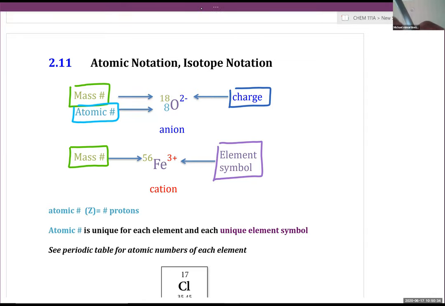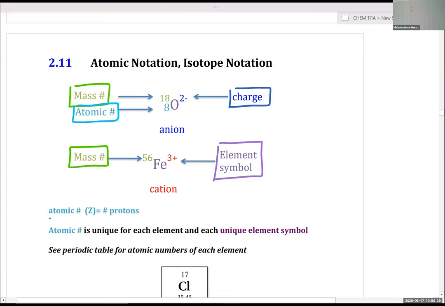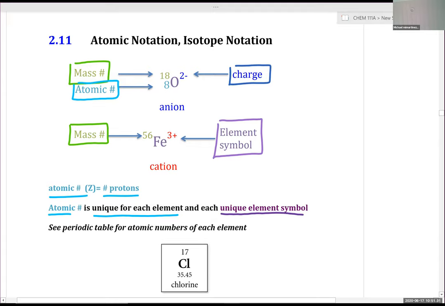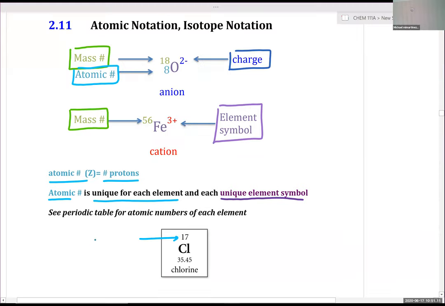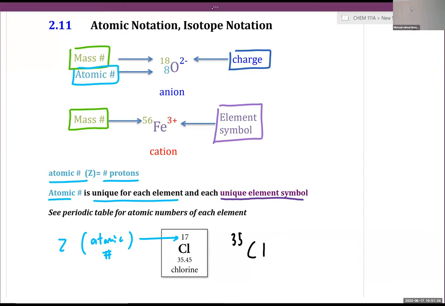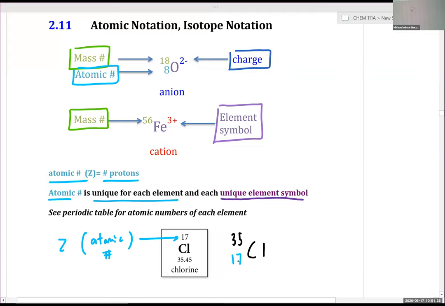Now, just as a refresher, the atomic number represents the number of protons. The atomic number is unique for each element, and most importantly, it's directly linked to each unique atomic symbol. If you go to the periodic table for any atomic symbol and look right above the symbol, you will see the atomic number. So given a periodic table, you have all the tools you need to fill in the atomic number given the atomic symbol. For example, if I gave you just the symbol chlorine-35, we would be able to go to the periodic table and fill in that chlorine has an atomic number of 17.